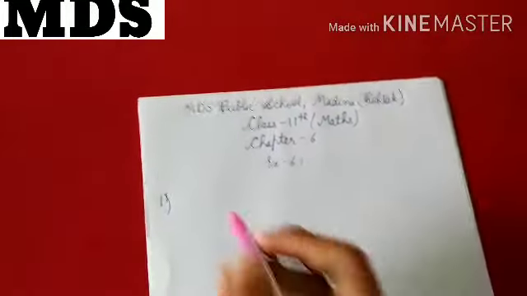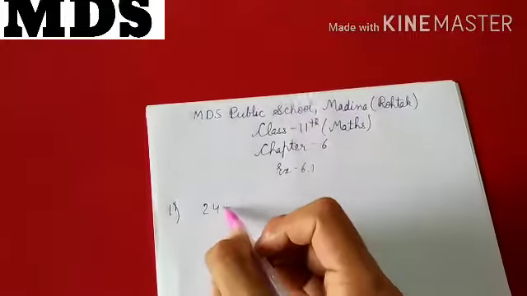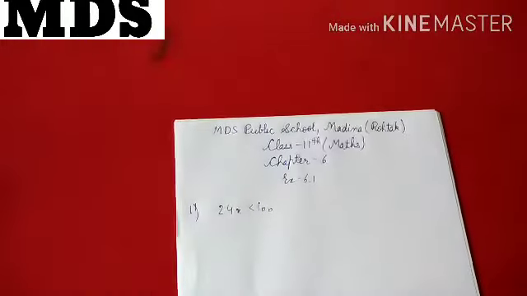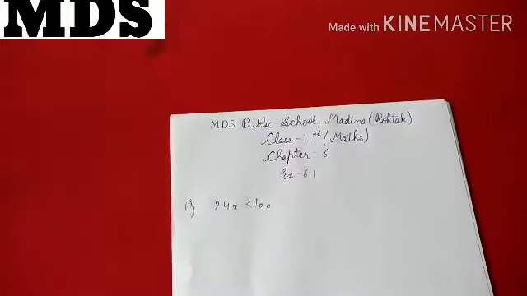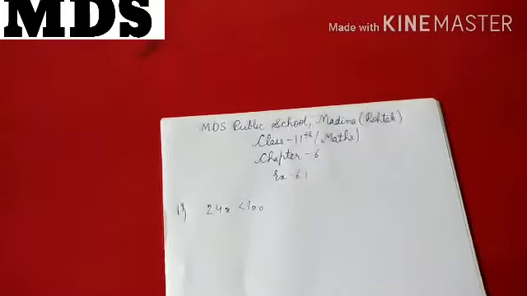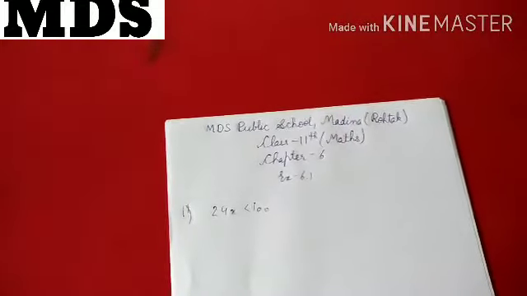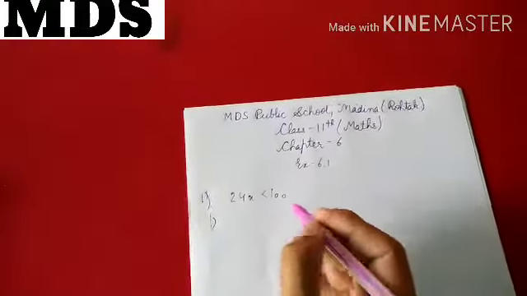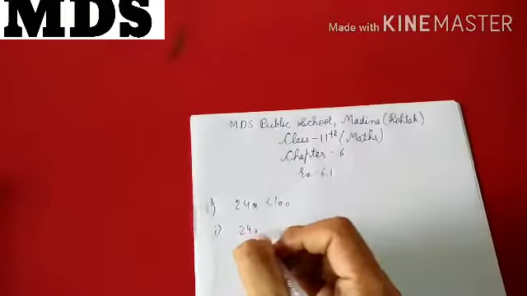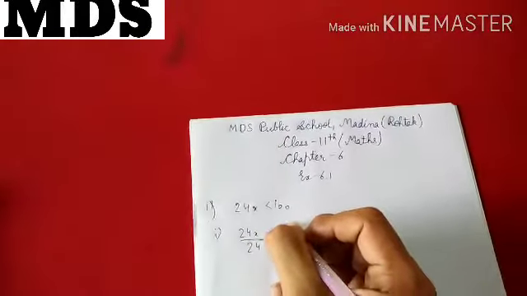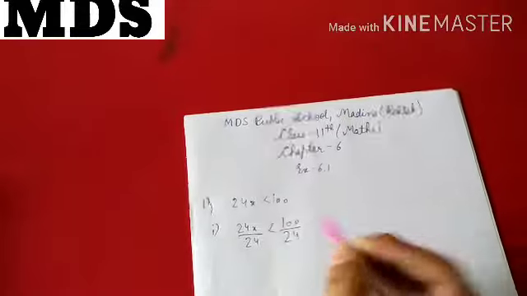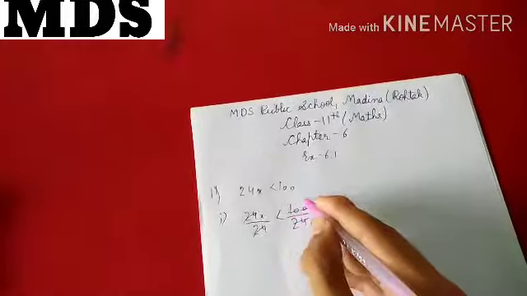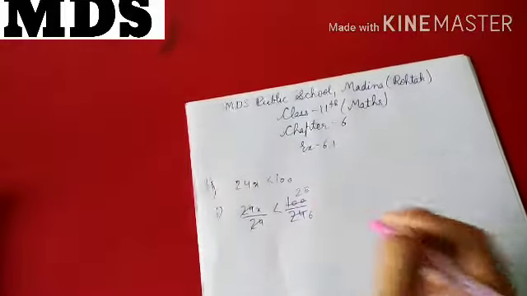Okay, 24x is less than 100. It is given to us that we have to solve in two cases: when x is a natural number and when x is an integer. First of all, we will divide both sides by 24. 24x by 24 less than 100 by 24. This will cancel this. It's 6 and 25, so it is coming 25 by 6.